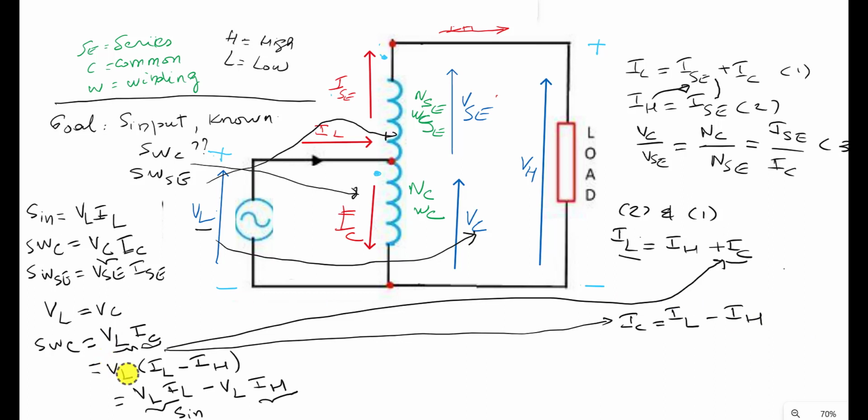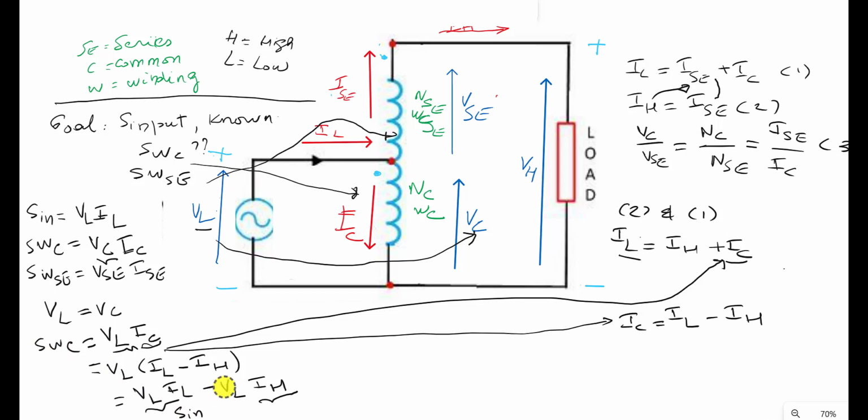So we get VL times (IL minus IH), and then I distribute everything: VL times IL minus VL times IH. Bingo! We are getting there. The term VL times IL is the same thing as S input. So I already have S input as a function of SWC.